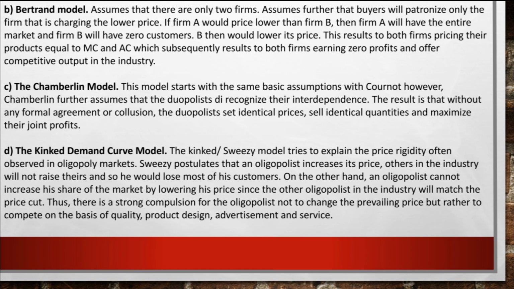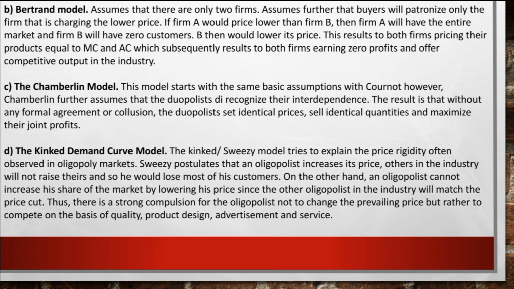B. Bertrand model. Assume that there are only two firms. Assume further that the buyers will patronize only the firm that is charging the lower price. If firm A charges a price lower than firm B, then firm A will have the entire market and firm B will have 0 customers. B then would lower its price. This results in both firms pricing their products equal to MC and AC, which subsequently results in both firms earning 0 profits and offering the competitive output in the industry.